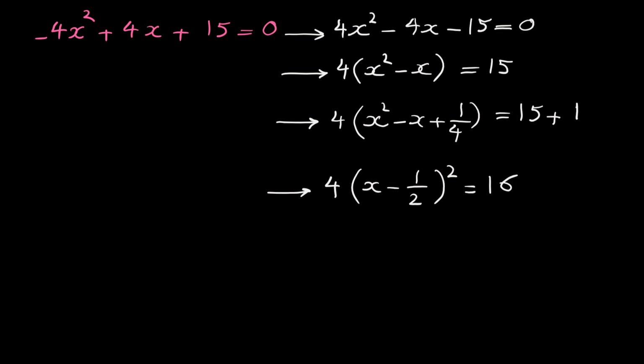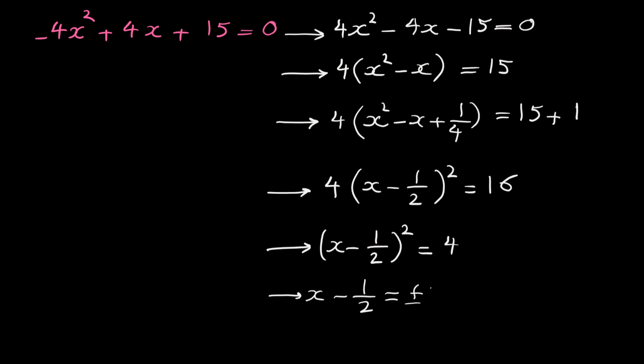To solve this equation, first we divide both sides by 4. Then we have x minus 1/2 to the 2 equals 4. 16 divided by 4 is 4. Take a square root from both sides. Then we have x minus 1/2 equals plus minus radical 4, which is 2. So the two answers are x equals 1/2 plus 2, x equals 1/2 minus 2.